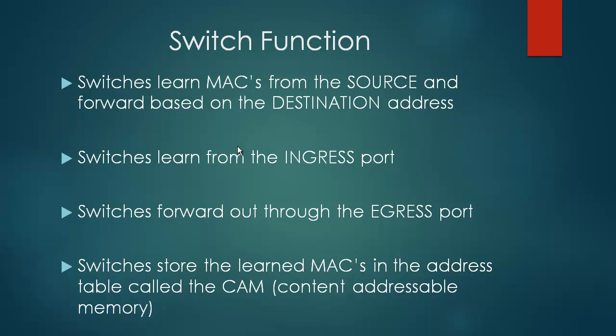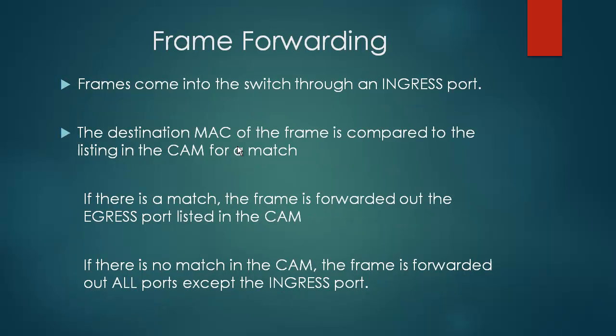When you have a hub, if something comes into port 1, the hub automatically pushes it out to all other ports. It never learns anything. A hub is like a dumb appliance. When something comes in, it gets forwarded out all other ports. With a switch, when something comes in, it gets forwarded out the port that it's destined for, assuming that the switch knows what port that is.